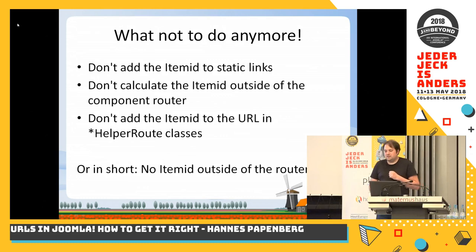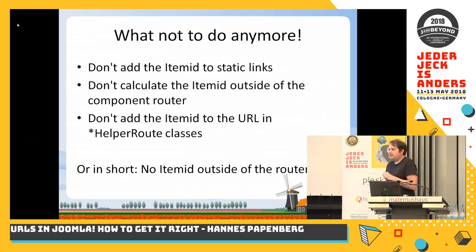We don't want to add the item ID anymore to any URLs. This is something that the component router actually should do. Because maybe you're shuffling stuff around, you're unpublishing a menu item, and the URLs in your content are not updated. They still feature the old item ID that you had, although you moved the content to a different part, and it actually would be okay if it just didn't have that original item ID. So item ID outside of the component router is actually a no-no. Please don't do this anymore.